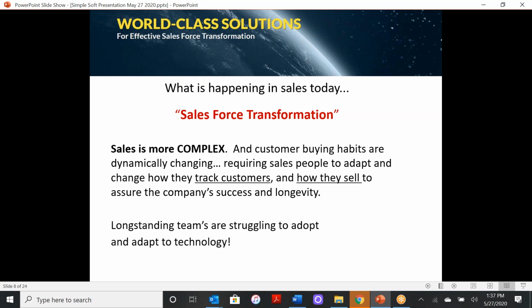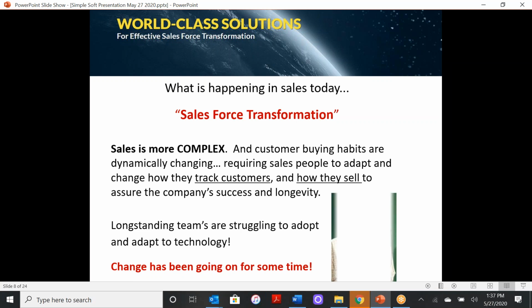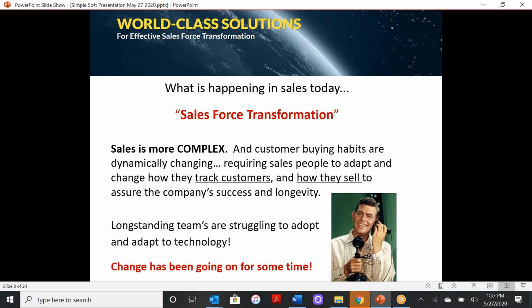The big one that we see today is long-standing sales teams that are really struggling. And this change has been going on for some time. We've been talking about this at conferences for the last 5 years. But there's one thing that hasn't really changed, and that has a lot to do with the technology, and that has to do with the phone. Today, there's nothing stopping a sales organization from getting on the phone and calling existing customers and prospects and engaging them. And frankly, if they have their cell number, they have their attention.